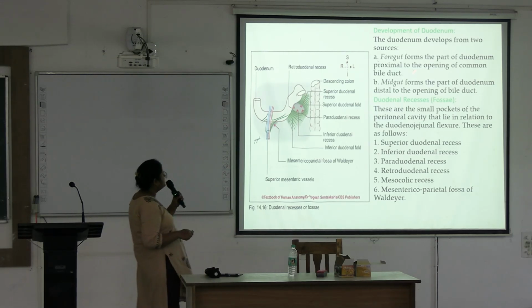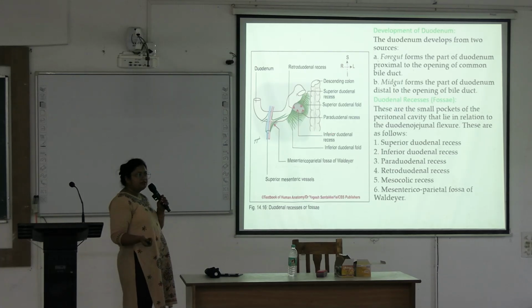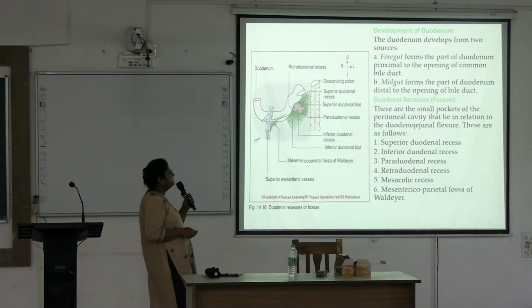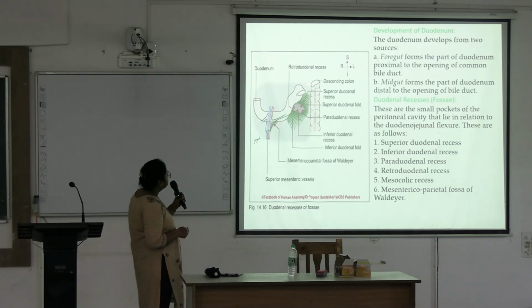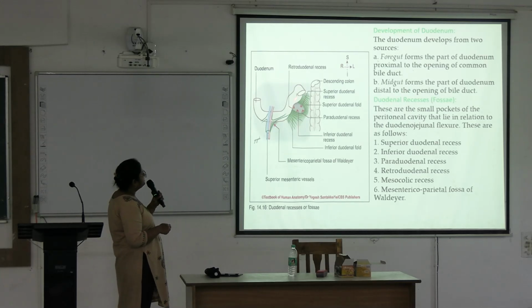Next is duodenal recesses or fossa. These are peritoneal recesses. These are the small pockets of peritoneal cavity that lie in relation to the duodenojejunal flexure. Here is the flexure. In relation to it, these are the four recesses.